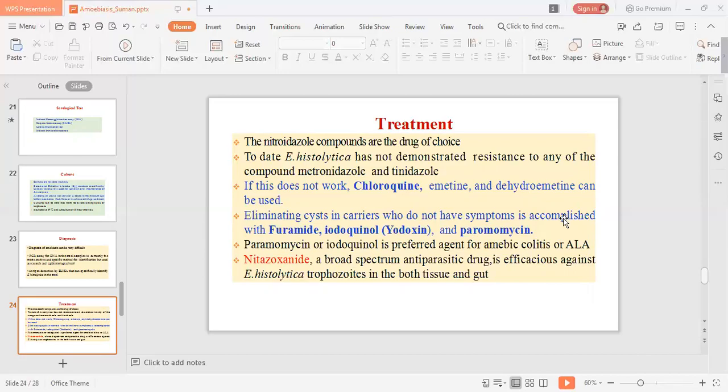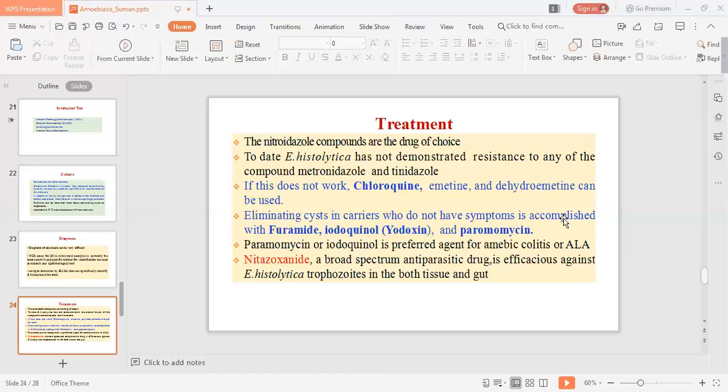For eliminating cysts in the case of carriers who do not have symptoms, we have to administer diloxanide furoate, iodoquinol, and paromomycin. Paromomycin as well as iodoquinol is a preferred drug for ALA treatment as well as for amoebic colitis treatment.